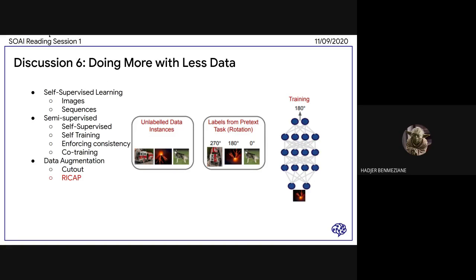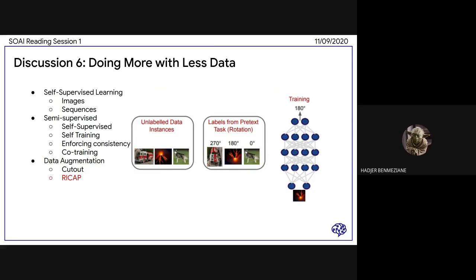Okay, so I will continue. I hope you're understanding. Okay. So, discussion 6, we're going to talk about doing more with less data. The problem with supervised learning is that we need a lot of data to train our model and to obtain significant results. So there are some concepts or ideas that help us reduce the amount of data that we need to train our models.